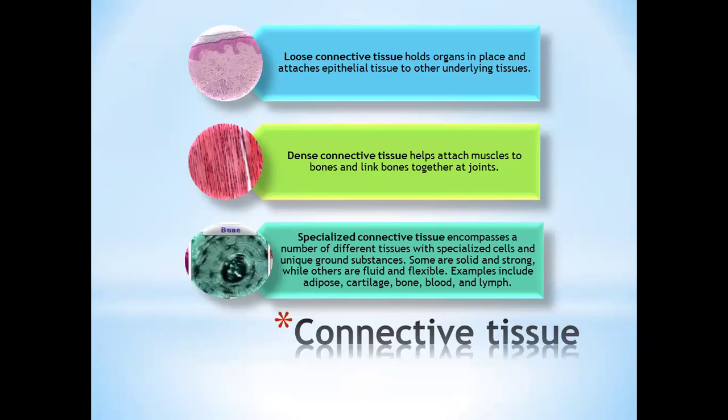Specialized connective tissue encompasses a number of different tissues with specialized cells and unique ground substances. Some are solid and strong, while others are fluid and flexible. Examples include adipose, cartilage, bone, blood, and lymph.